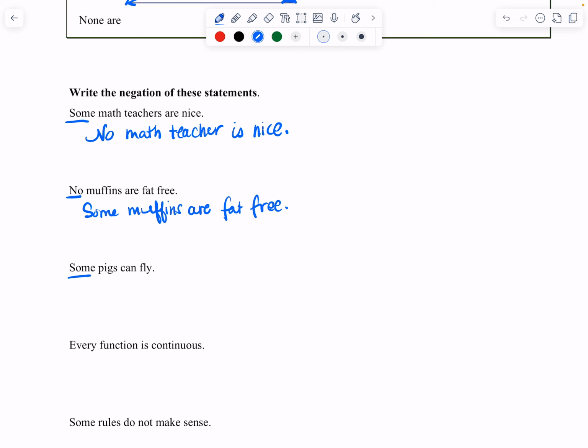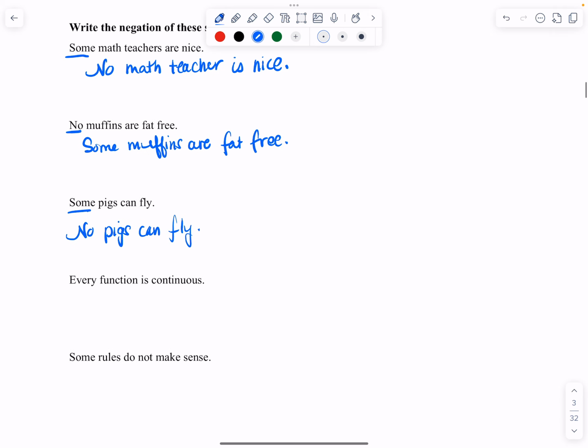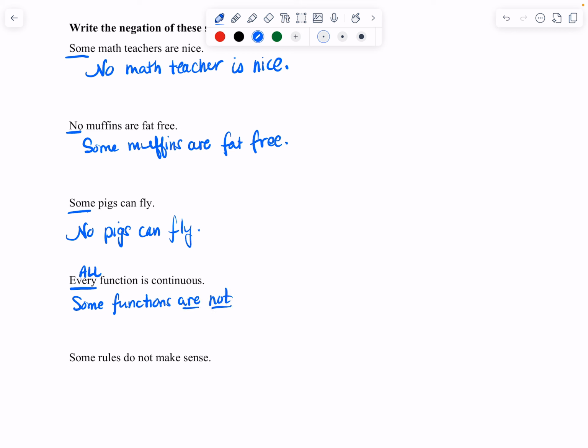Next one, some pigs can fly. Again, that is an existential quantifier. So negation of that will give us a universal one. So the negation of some is no. So no pigs can fly. Every function is continuous. Every is the same as saying all, and the negation of all is some are not. So some functions are not continuous.